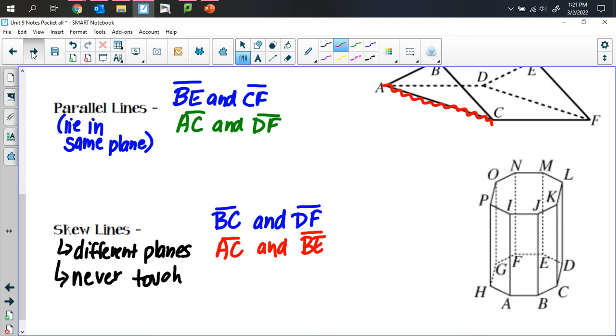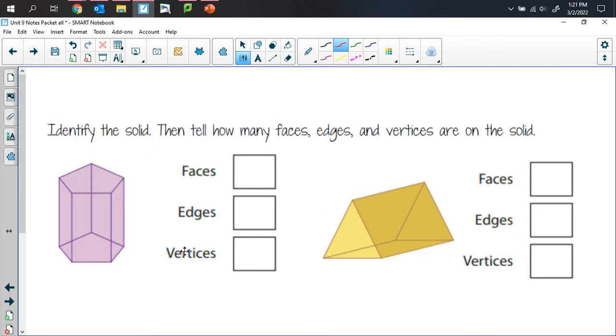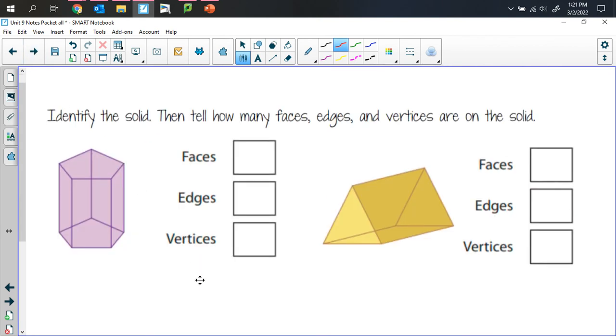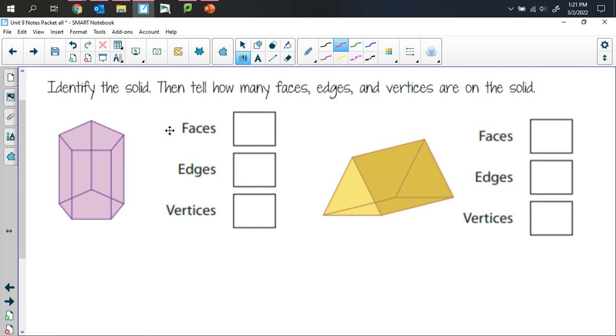So with that, there's one more piece to our lesson for today, just kind of talking about faces, edges, and vertices on the solid. So for this first one, this is a type of prism, and it does say to identify it, so that's what I'm going to do first. The two sides that are matchy-matchy have 5 sides to them, so we're going to call this a pentagonal prism. So that's going to be item number 1.